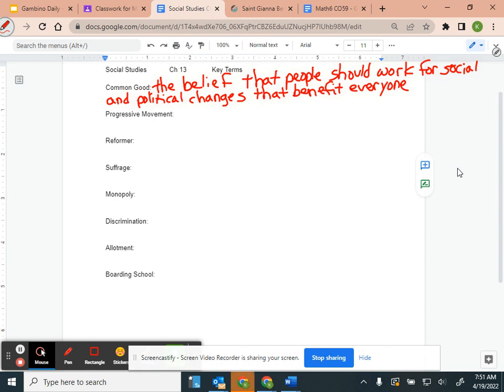So the common good is common for everyone, and you're wanting to do good. You're wanting to benefit everyone. So think about the changes that we make that help everyone.